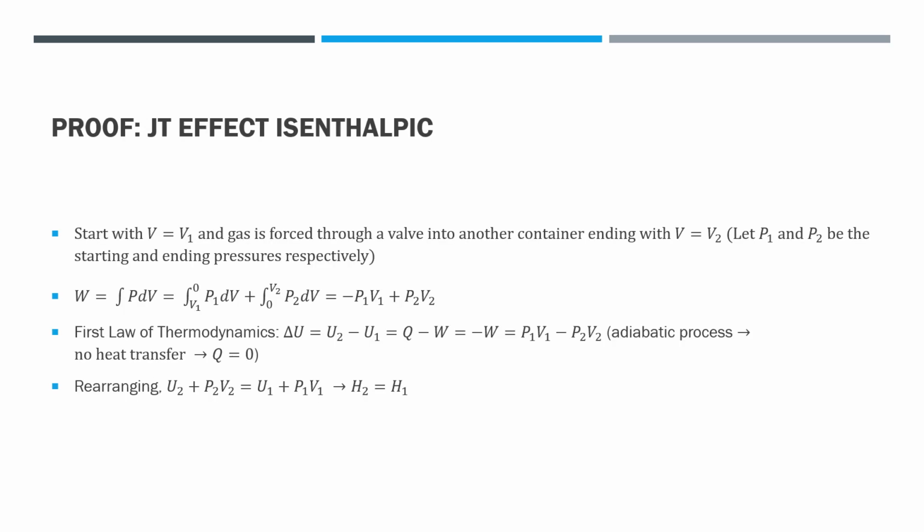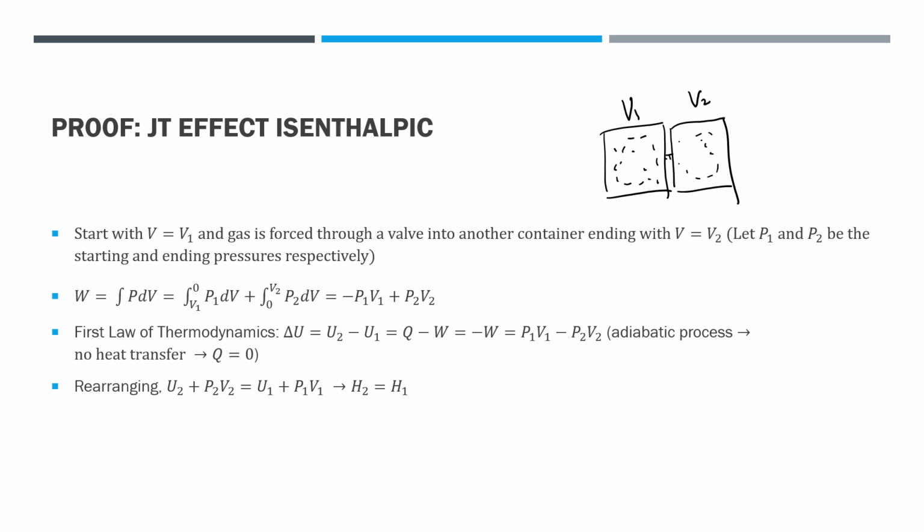Okay, so this is a proof of the Joule-Thomson effect being isenthalpic. Basically, we're going to think about this as we start with gas in some container, and this container has a volume V1. We're going to treat it like gas particles in this volume, and we have a tiny little hole, and then we throttle it rapidly to another gas container with a volume of V2.